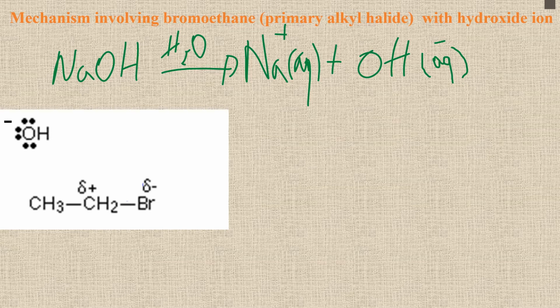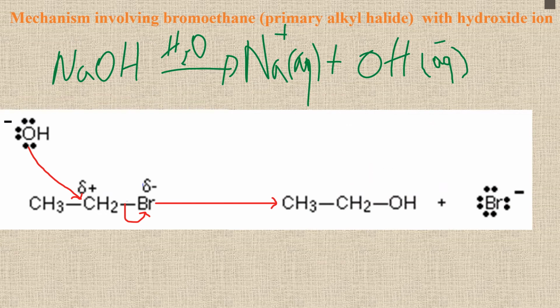So this positive charge of carbon will attract electrons from the nucleophile and form a new covalent bond. But this pair of electrons will repel electrons of the bond between the carbon and the halogen and make the bond break to produce a bromide ion and an alcohol molecule. So this will be the mechanism of the reaction between bromoethane and the hydroxide ion.